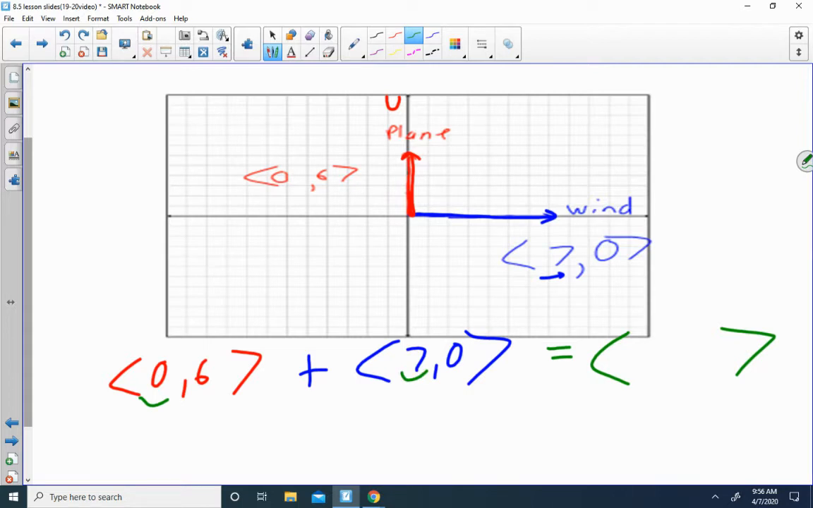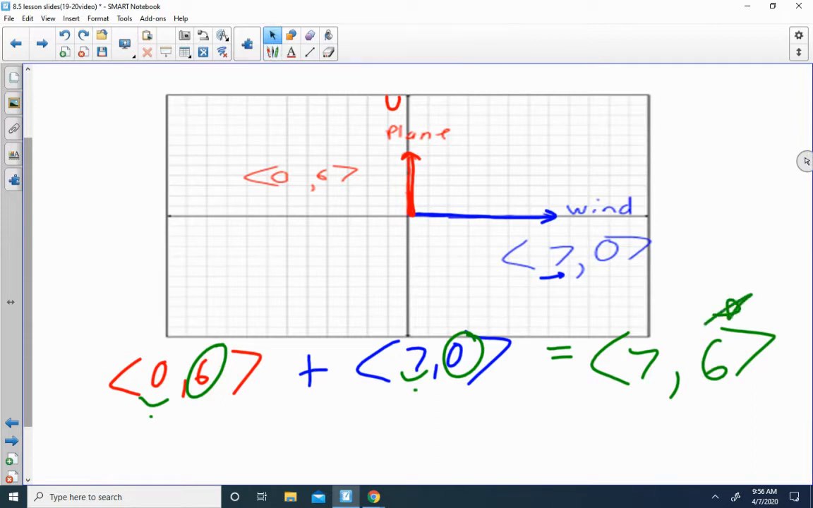So in other words, these two numbers, 0 and 7, since they're both in the left-right spot, you would add those together. So 0 plus 7 to give you 7. And then the up-down parts, the numbers that are in the right side spots, you would add those together. 6 plus 0 to give you 6. And this is what would be the third vector.